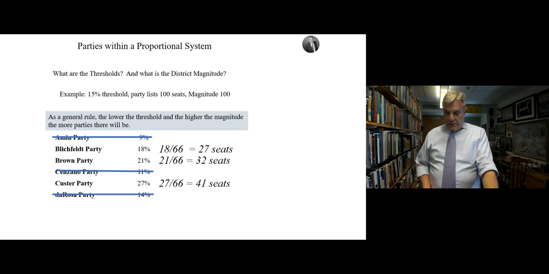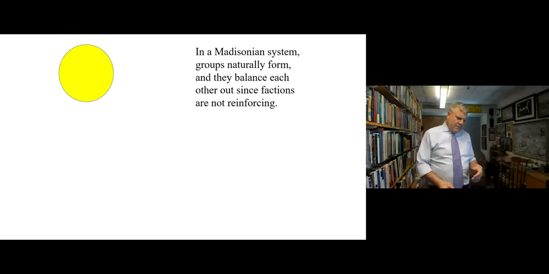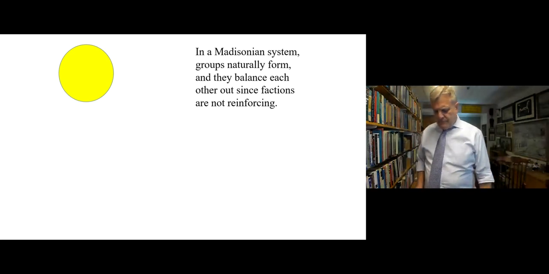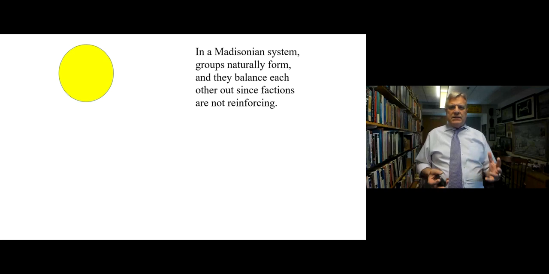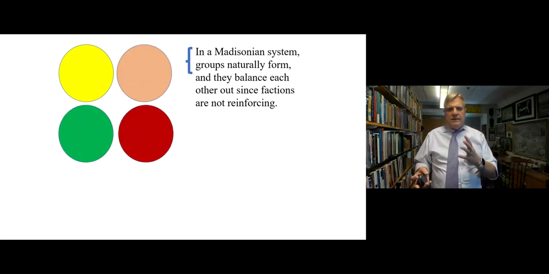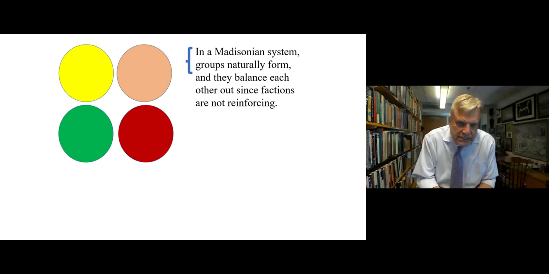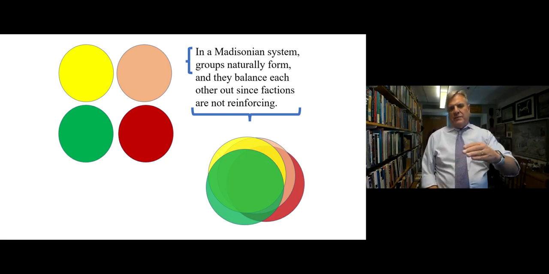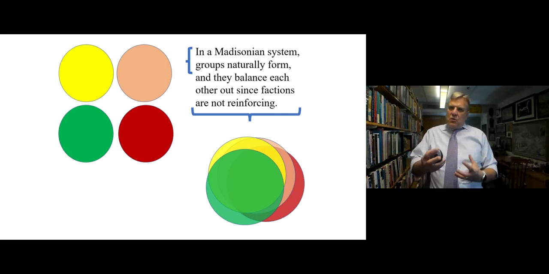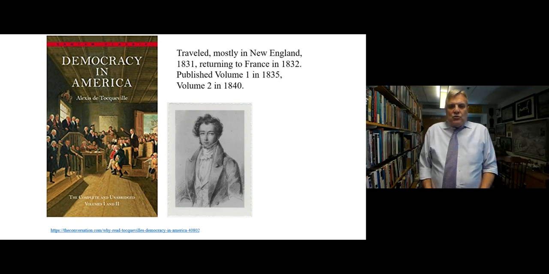Political parties are important mediators. They're important ways of aggregating people's preferences. Let's go back to Madison. So in the Madisonian system, you've got this Federalist 10, it's going to be the case that groups are naturally forming and they're going to try and balance each other out. But one thing that's crucial is that these groups that form are not all on top of each other. Their differences don't reinforce each other. So these factions not being reinforcing, some people are members of the green group and the yellow group. Others are members of the green group and the red group. And their interests are overlapping. Their memberships are overlapping, but not reinforcing. And that's a natural part of it all.